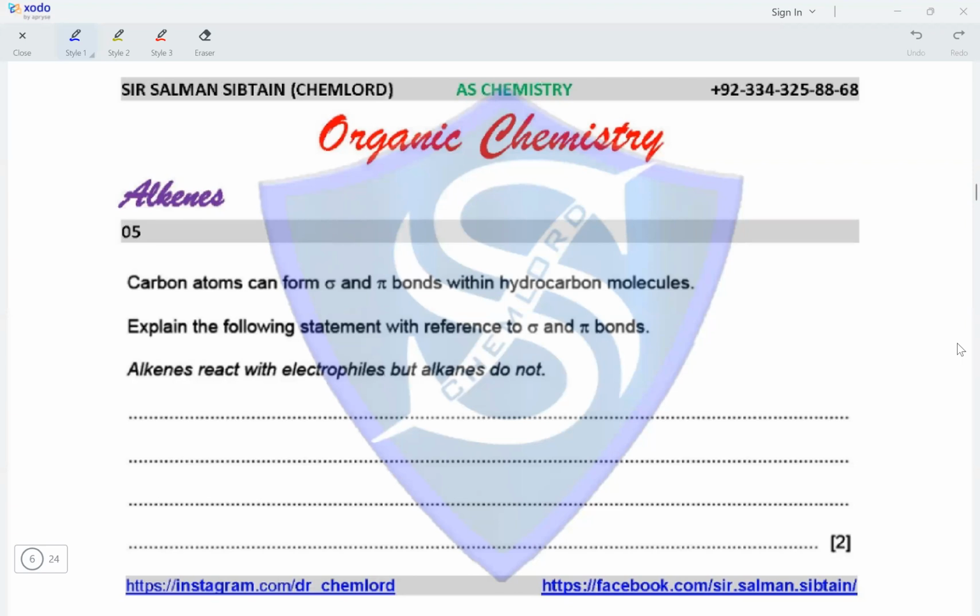Question 5. Carbon atoms can form sigma and pi bonds within hydrocarbon molecules. Explain the following statement with reference to sigma and pi bonds. Alkenes react with electrophiles, but alkanes do not.